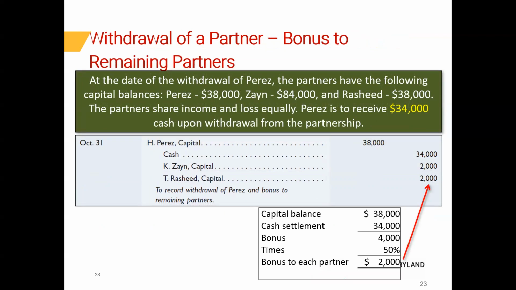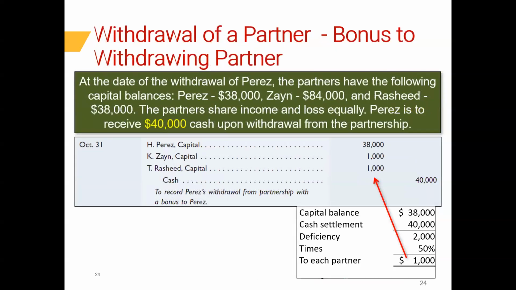So the 38,000, where it came from: 34,000 in cash, a 2,000 investment coming from Zane, 2,000 investment coming from Rashid. 38,000 is coming out of Perez's account, and the difference is being made up by the other partners for whatever reason. Oh, it looks like a bonus. That's nice. It's nice to get bonuses, especially when a partner leaves.